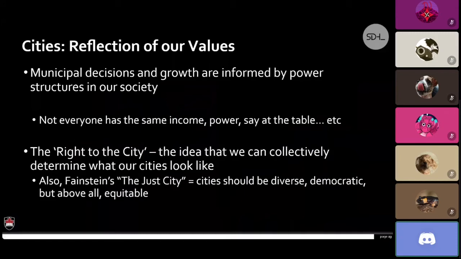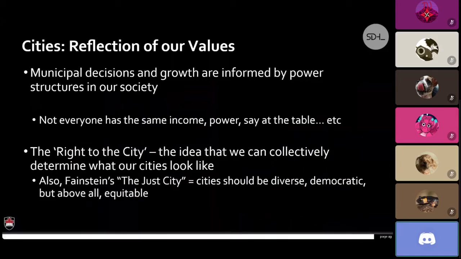So I start here with more of an equity approach. For anyone who has a background in geography or human rights, you will have likely seen this. It's the idea that the structure of our cities, the municipal decisions that are inherent to urban governance, really reflect the power structures in our society. And it's not a hard idea to wrap around. Not everyone has the same income. Not everyone has the same influence. Not everyone has the opportunity to participate in these governance processes.